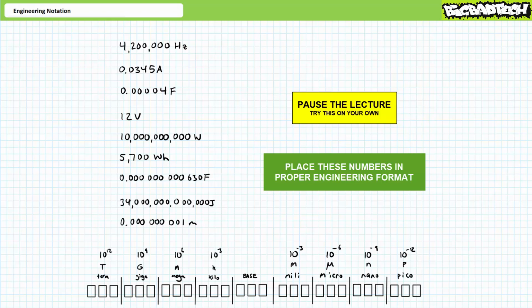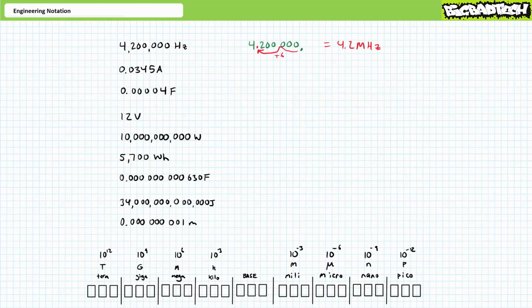By all means, pause the lecture and try these examples by yourself. If you're tracking, you should have obtained the following values. For our first example, 4,200,000 hertz is more appropriately expressed as 4.2 megahertz. Our next entry, 0.0345 amps, is more appropriately represented as 34.5 milliamps. Our next example, 0.00004 farads, is more appropriately represented as 40 microfarads.